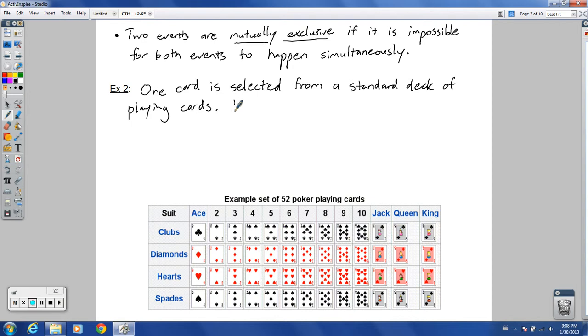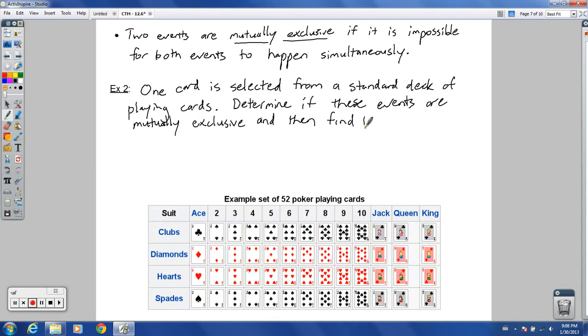Determine if these events are mutually exclusive and then find the probability of A or B. I'm sorry, not probability of A and B, we're not to that yet. So probability of A or B.